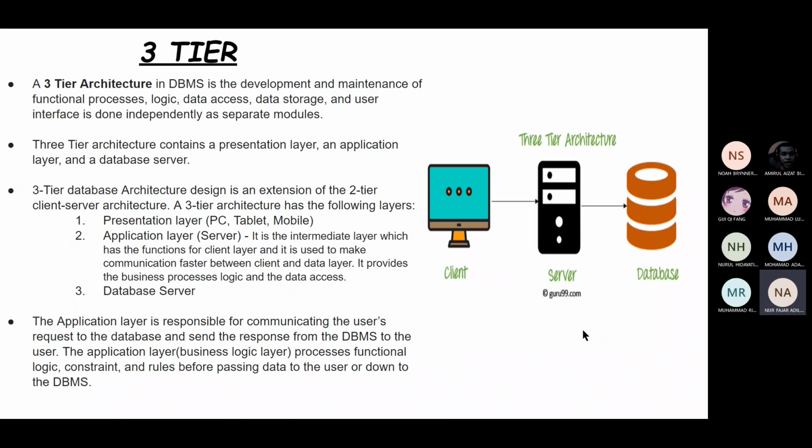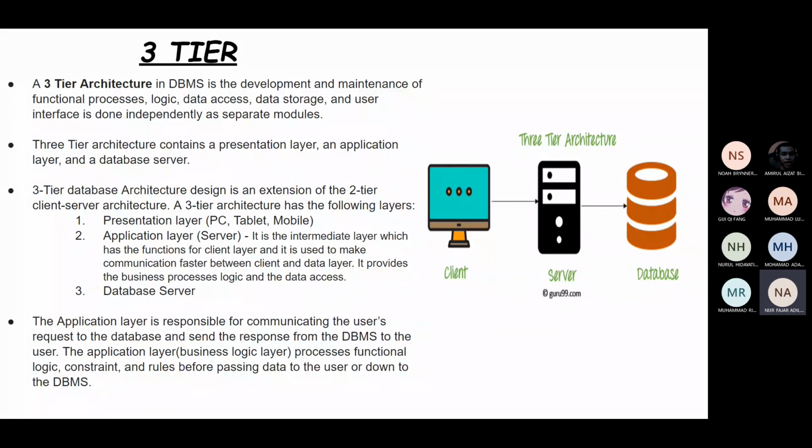A three-tier architecture in DBMS is where the development and maintenance of functional processes, logic, data access, data storage, and the user interface is done independently as separate modules. Three-tier architecture contains a presentation layer, application layer, and a database layer, as mentioned just now. And then the three-tier database architecture design is an extension of two-tier, which I already explained just now.